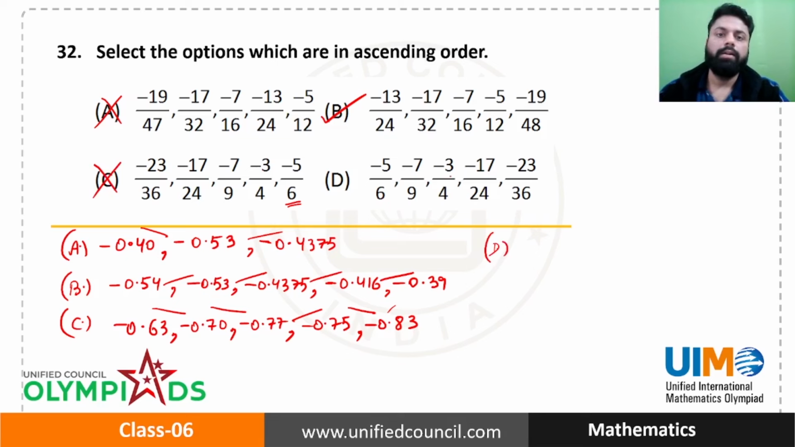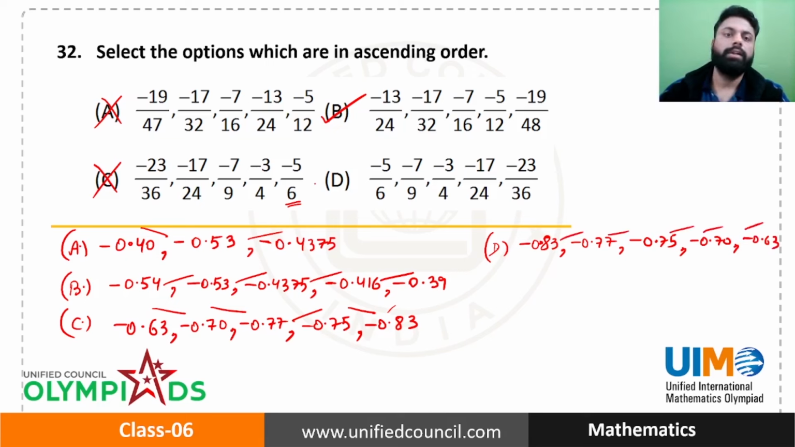so here the values are going to be minus 0.83, then minus 7 by 9, that is minus 0.77, then minus 0.75, then minus 17 by 24, that is minus 0.70, and then minus 0.63. So here the values are increasing continuously. The option is the correct answer. This is one of the ways.